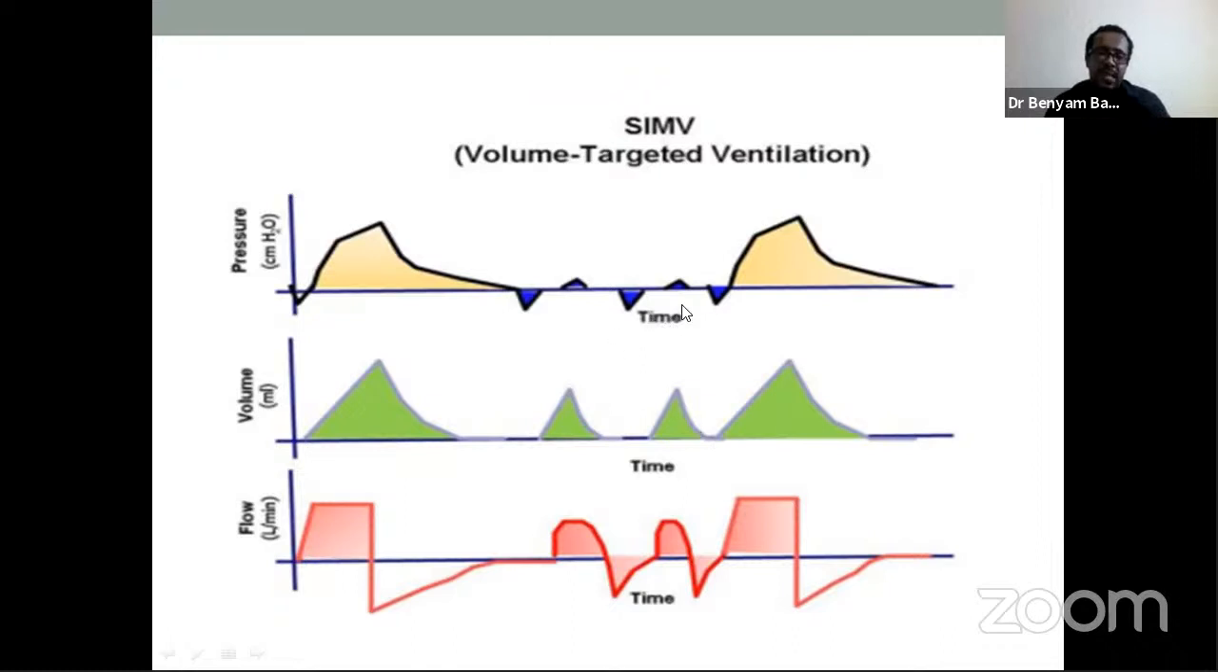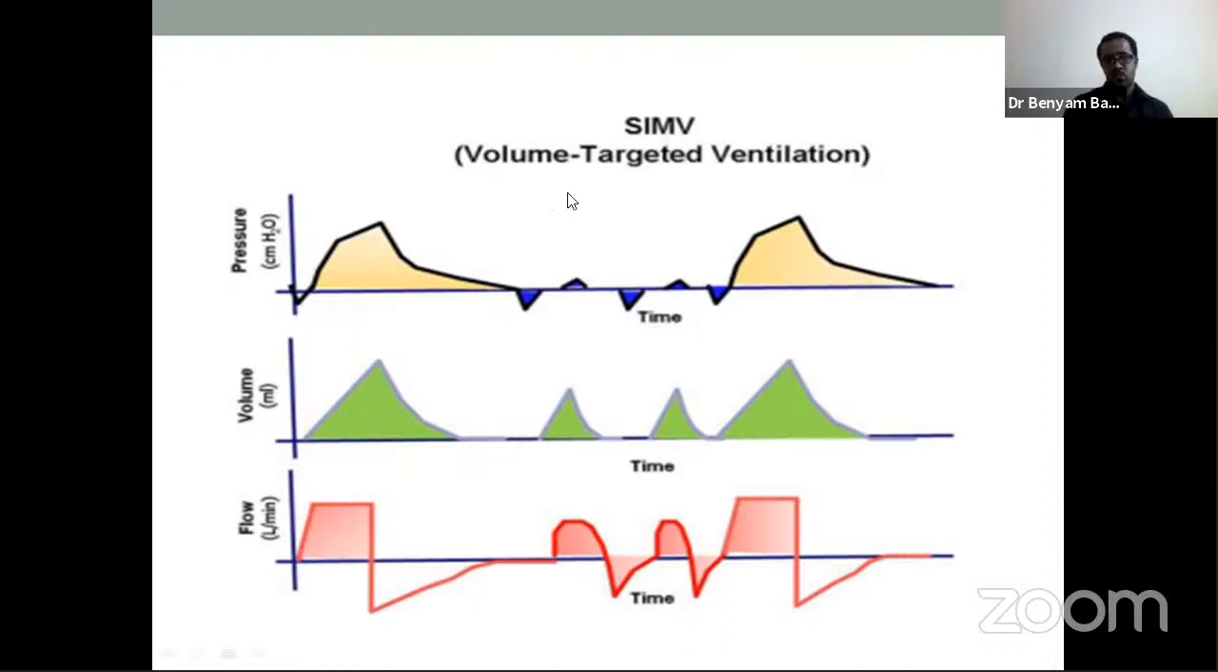And after that time lapse, on the third time when the patient started to initiate a negative pressure, the mechanical ventilator gave a certain volume to achieve a certain pressure. So the set tidal volume was given after this trigger. That's how we know that the patient is triggering, or the pressure support that we set will be seen as SIMV mode like this.